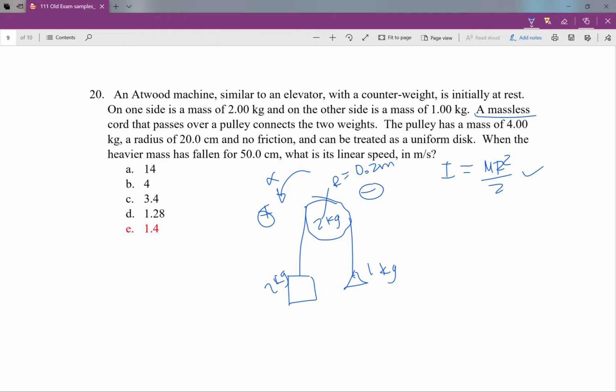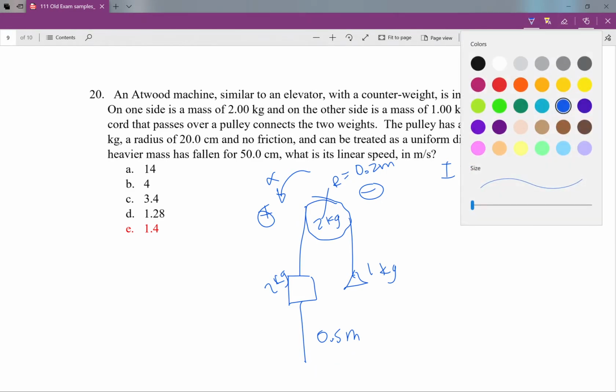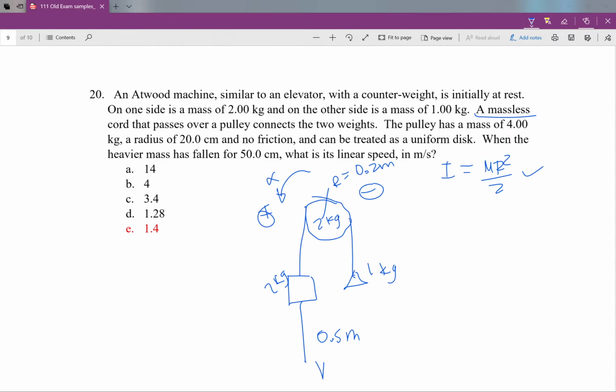When the heavier mass has fallen for 50 centimeters, so 0.5 meters, what's the linear speed in meters per second? So not omega, we're trying to look for v. We're trying to look for v final. So what's the linear speed?